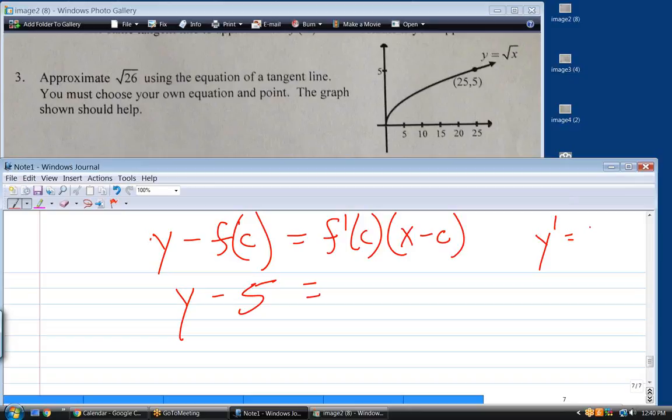Would it be 5? Well, let's first of all figure out the function. What is f prime of x? Remember, f of x is x to the 1/2. So what's f prime of x? 1/2 x to the negative 1/2. Right. And now we want f prime of c. So f prime of 25 is what?